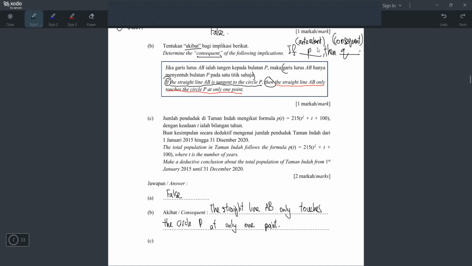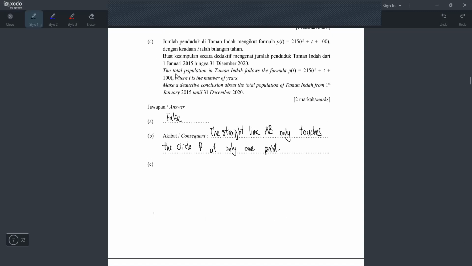I just kena hafal siapa antecedent, siapa consequent, and then I straight away to this saja. I don't even have to think about whether this is true or false, like what this word means. Like I don't care. Okay, we don't care, right? So it's just you just switch off your brain and just salin saja whatever is written there. So very simple. Okay, let's go to C.